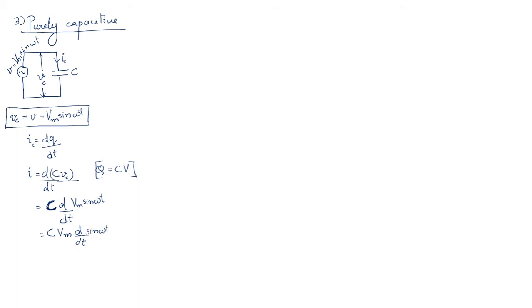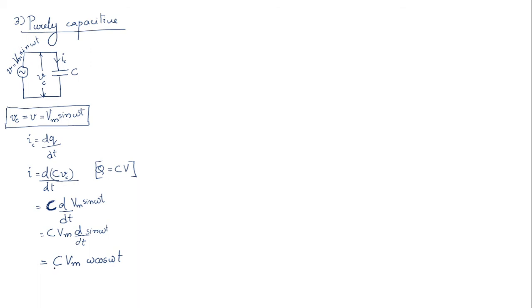What is the differential value of sin omega t? We are differentiating it with respect to t, so you have to take care while doing the differentiation. So C into Vm into the derivative of sin omega t with respect to t. It is just like d/dt of sin at, which is equal to a cos at. Similarly here, the differential of sin omega t is omega cos omega t.